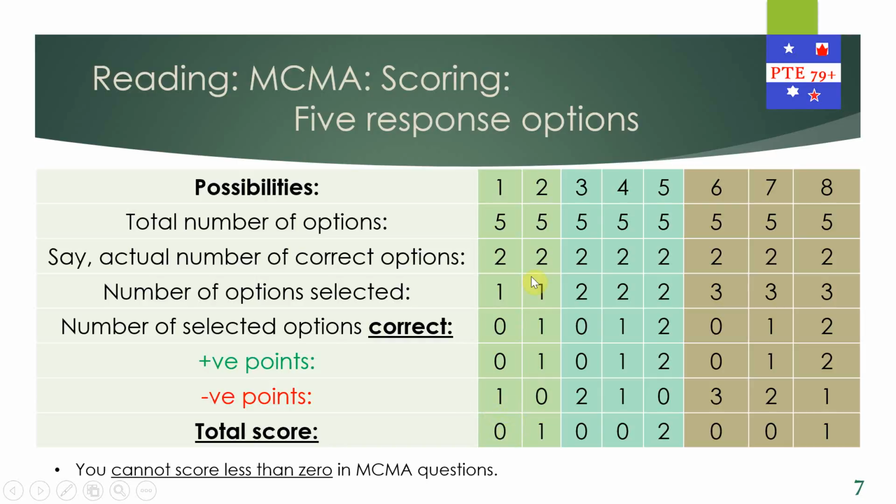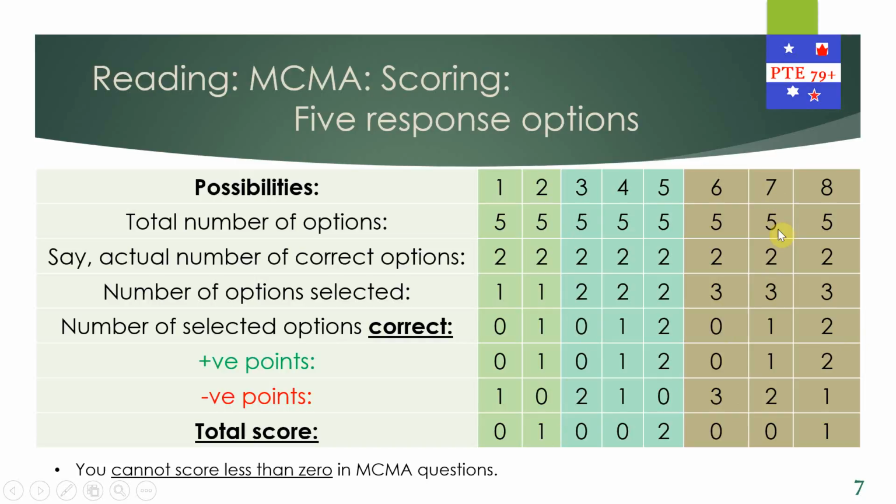That's how it works. Let's say a second possibility: 5 options are given, 2 are correct, and you selected one and that one is correct. Since you selected one correct option, you'll get +1, and since you did not make any wrong selections, you'll not get any negative points. So 1 plus 0 is again 1. This is another possibility.